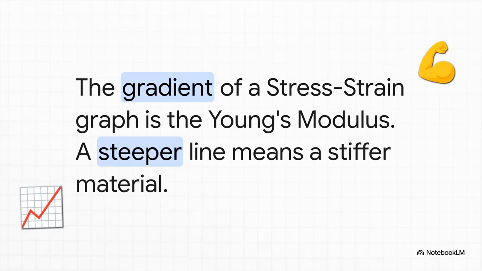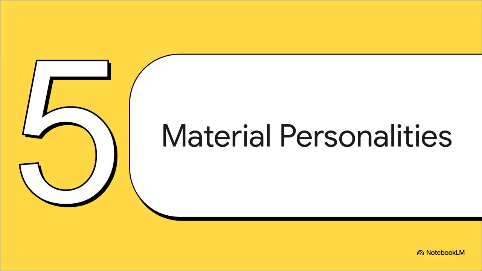The beauty of this is just how elegant it looks on a graph. If you plot stress versus strain, the Young's modulus is simply the slope, the gradient of that initial straight line. A steeper slope means a stiffer material. It is that simple and that powerful. So, with all of this knowledge in our back pocket, we can now start to classify materials based on their unique personalities, how they actually behave when you put them under pressure.